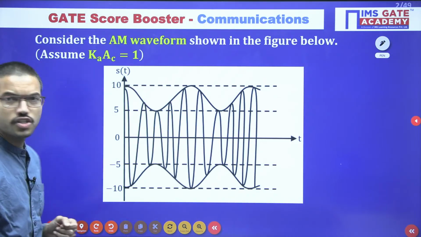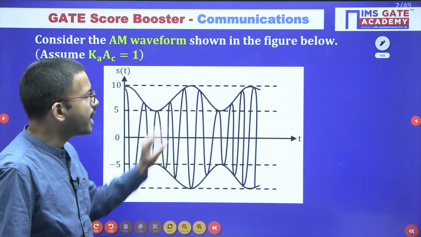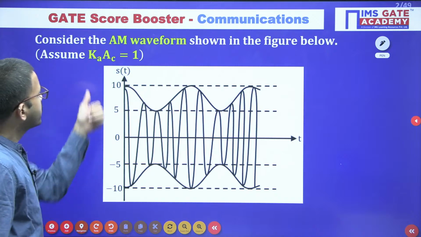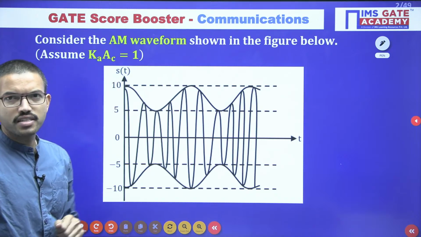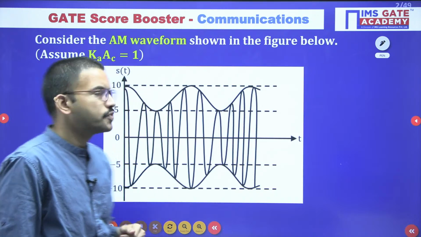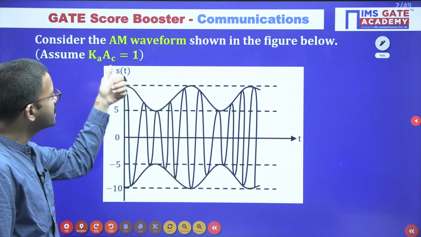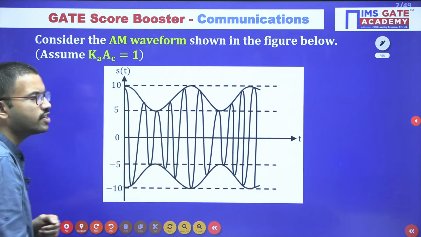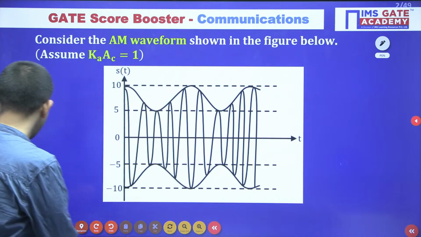In this particular question, I have mentioned the amplitude modulated wave. Here one assumption is there: Ka into Ac equal to 1, where Ka is nothing but the amplitude sensitivity and Ac is nothing but the carrier amplitude. So the product of Ka and Ac is 1.